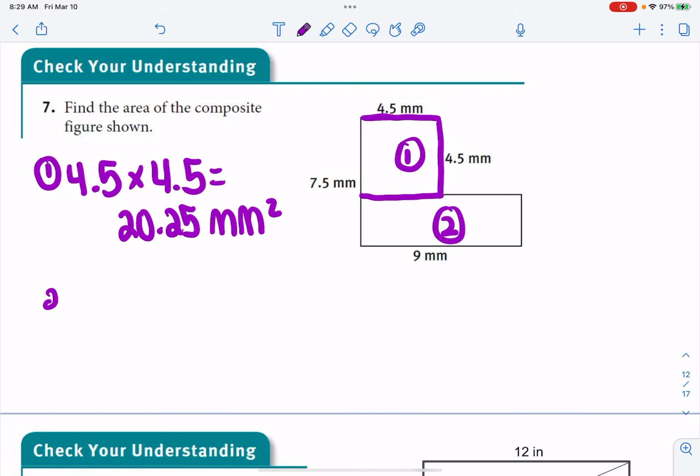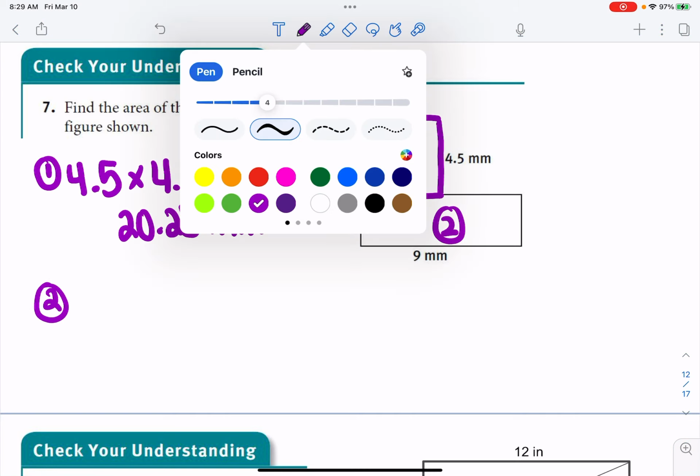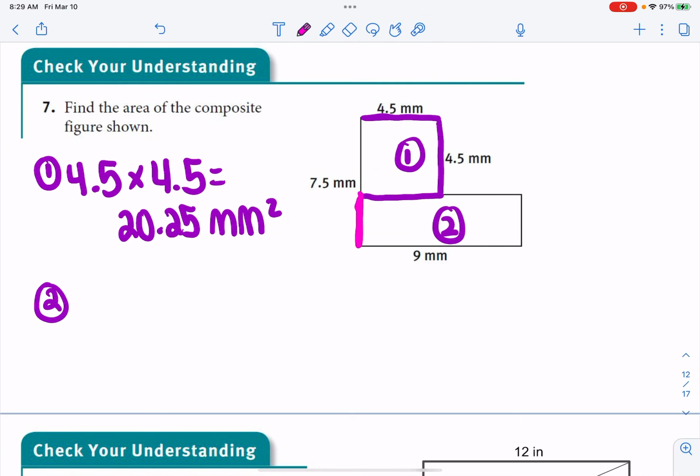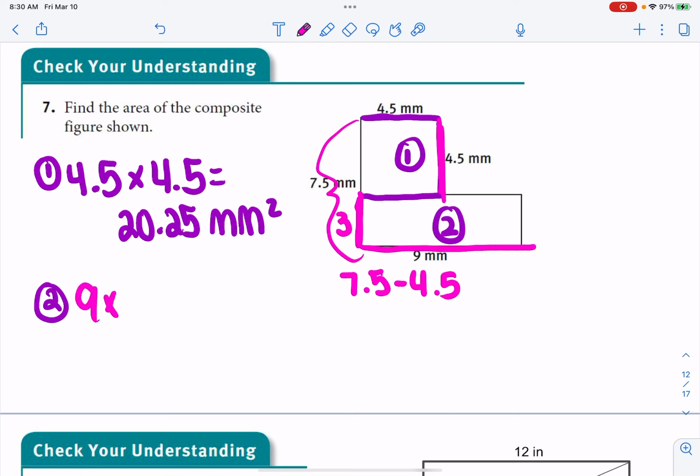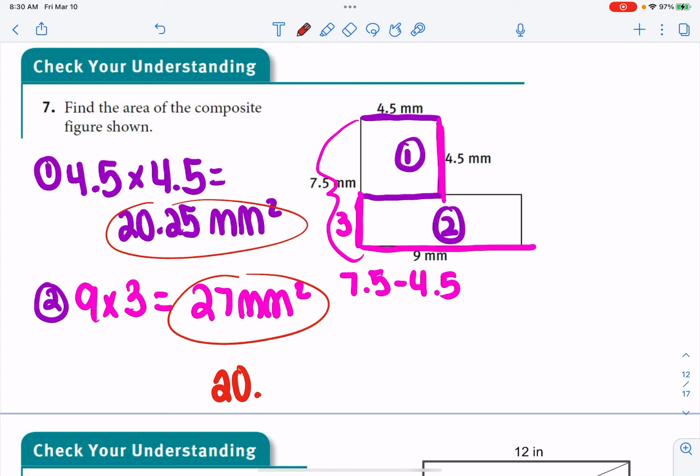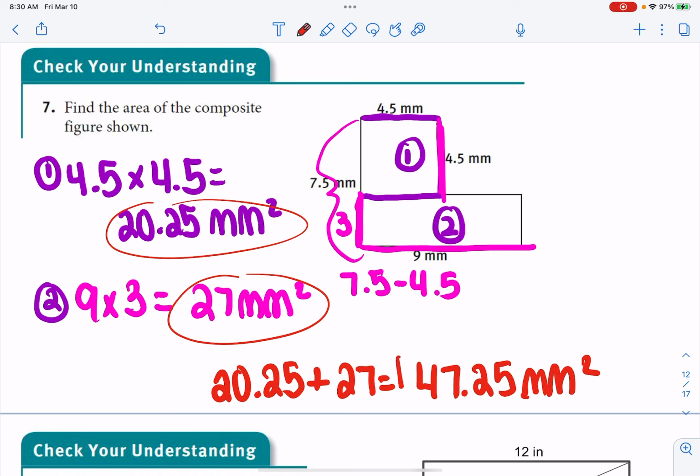For the next one, you need to figure out the height here. So if this entire thing is 7.5, this is 4.5. To figure out that little height, you're doing 7.5 minus 4.5, which is 3, okay? And so then you're going to do 3 times 9, which is going to give you the area, which is 27 millimeters squared. To then find the area of the total, you're just going to add up these two. So you're going to get 20.25 plus 27, and that's going to be 47.25 millimeters squared.